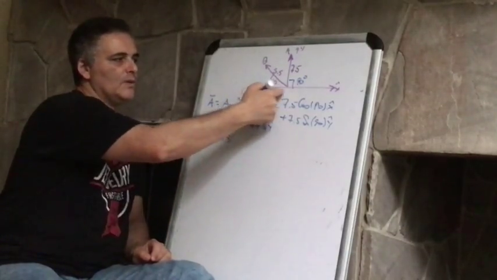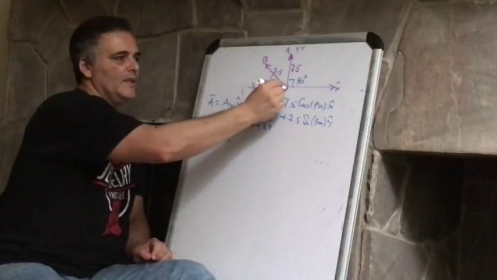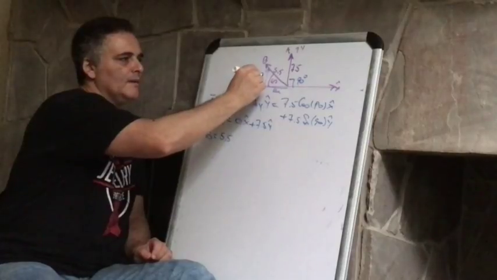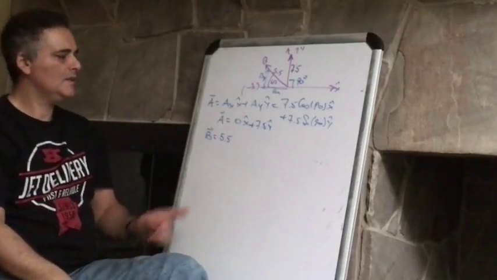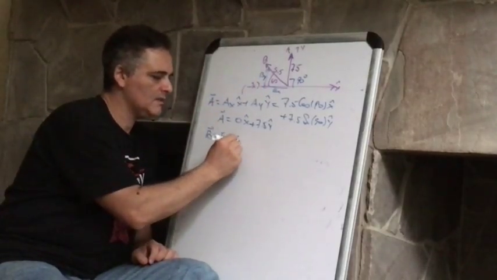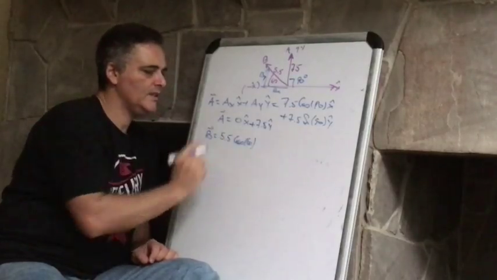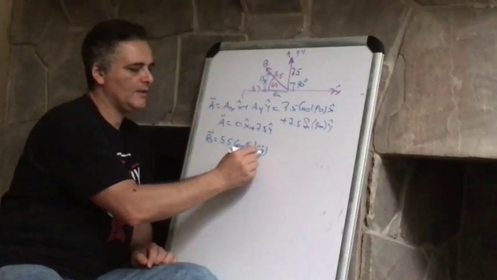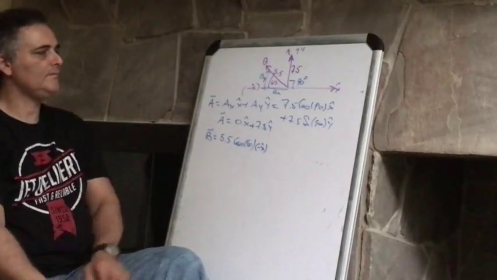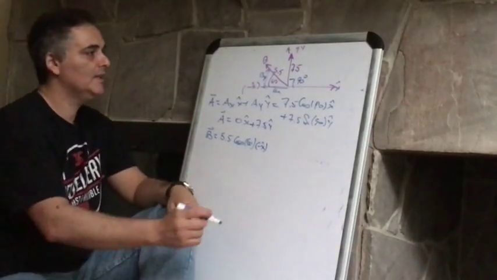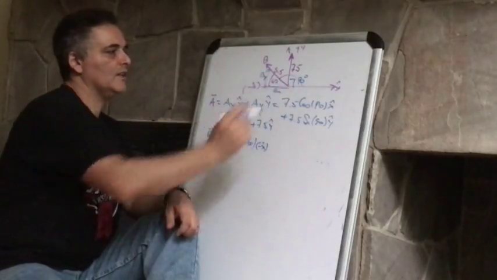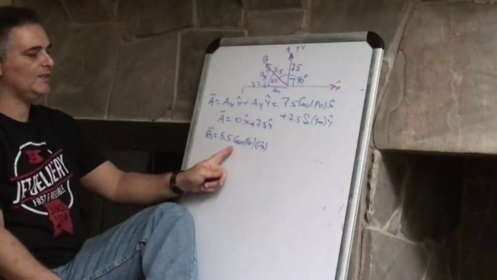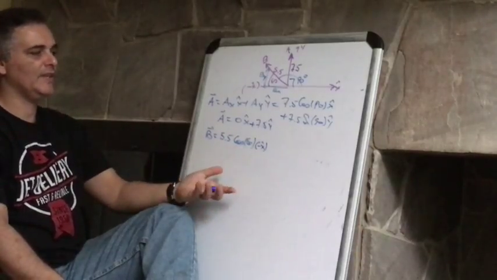Okay, so that's A. Now for B, we have 5.5 as the length of the vector, right? And then this part's going to be cosine and that part's going to be sine, right? So this will be the Bx part, and this will be the By part. This will be cosine of 60 degrees, but it's in the negative x direction, so we got to keep count of that negative x direction. Now, if you want to do it the other way, you could also say this is 120 degrees in the positive x direction, but you'll find that cosine of 120 is going to give you a negative number.